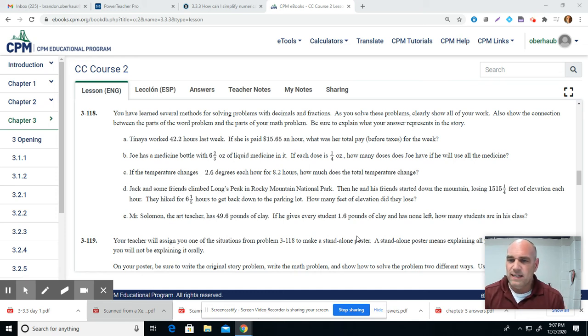Question 118, a bunch of different parts to this. So question 118 says, you've learned several methods for solving problems with decimals and fractions. As you solve these problems, clearly show all your work. Also show the connection between the parts of the word problems and the parts of your math problems. Be sure to explain what your answers represent in the story.